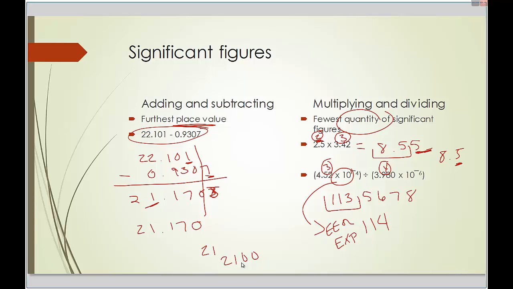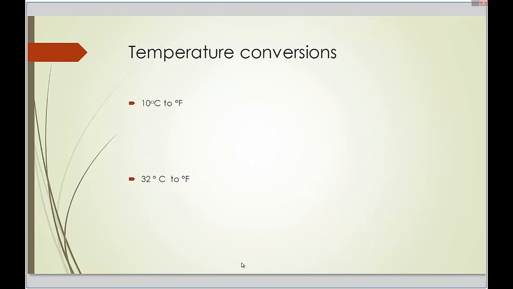Alright, so temperature conversions. That's the last thing we're going to do for this review. We have 2 equations for temperature conversions. That's degrees Fahrenheit is equal to 9/5 degrees Celsius plus 32. And Kelvin is equal to degrees Celsius plus 273.